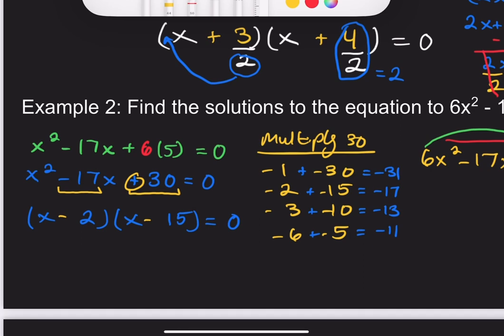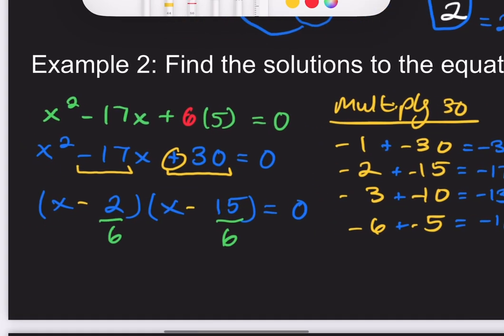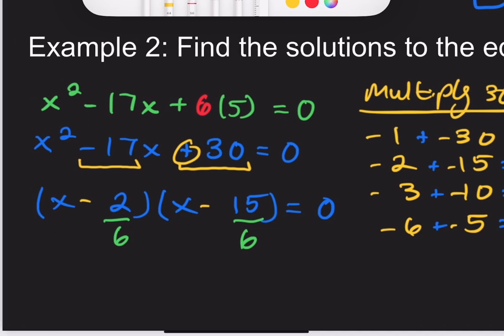Now remember how we multiplied our 6 to the constant of 5? We now have to do the opposite by dividing 6 to both constants. And now this is where the tricky part comes, because you have to be comfortable with reducing your fractions.